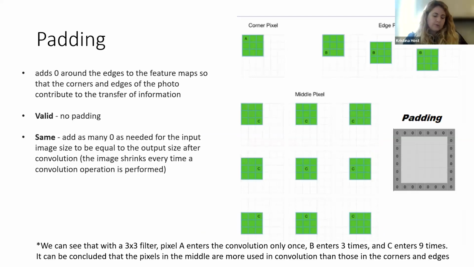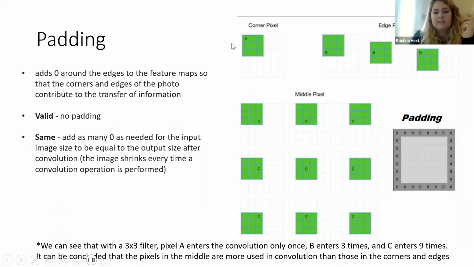What is also interesting is this padding. So when we have convolution, there are some pixels that are not taken into consideration so many times. For example, a corner or edge pixels in the image. So we can use padding to put zeros around these edges so that the corner and the edge pixels are taken into consideration for the convolution more times.